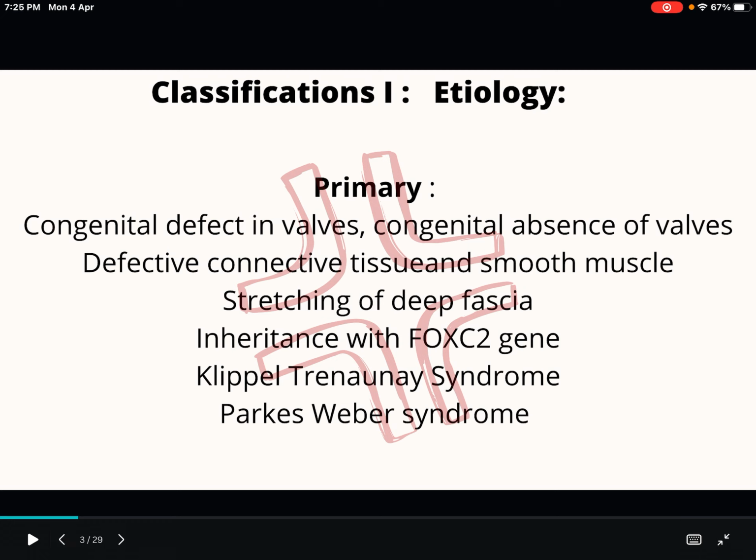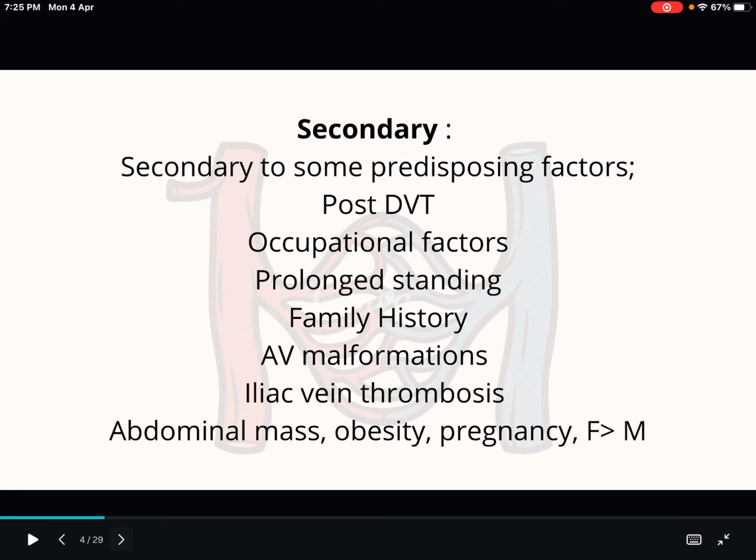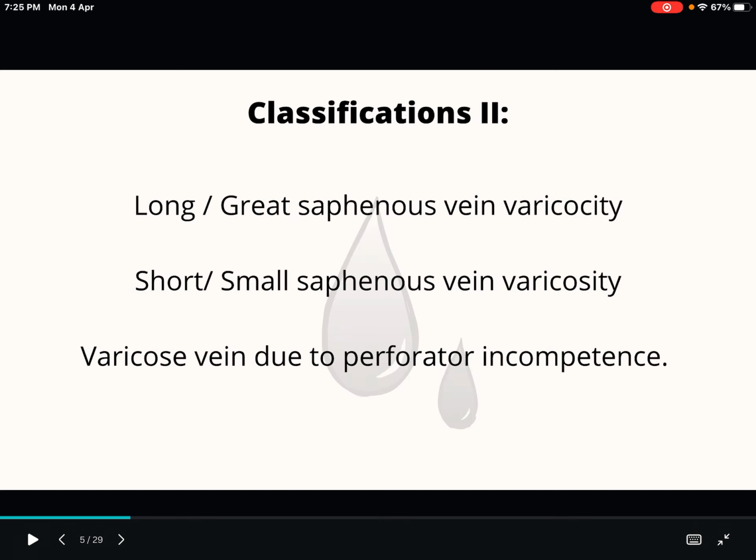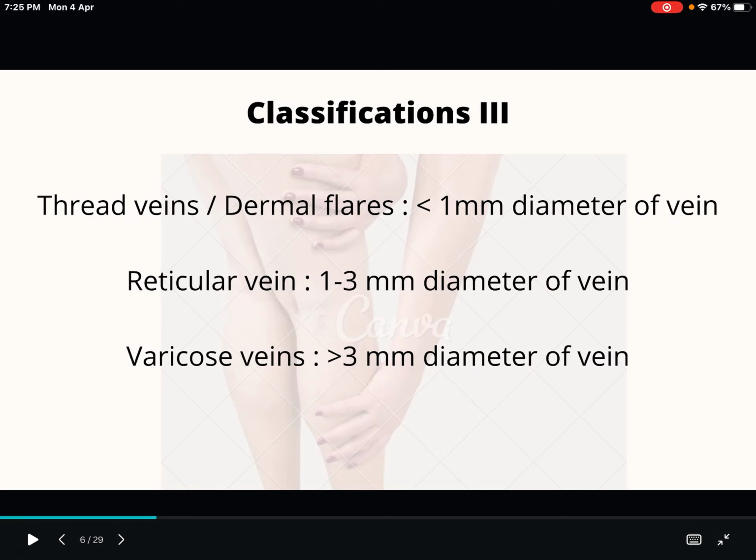Once again, I'll just repeat the three classifications. One is etiology: primary or secondary. The second one is where the problem is: if it is in the great saphenous vein or small saphenous vein, or in the perforator. Then the third is the diameter of the vein. If it is less than 1 millimeter, it is thread vein; 1 to 3 millimeter, it is reticular vein; and greater than 3 millimeter, it is varicose vein.